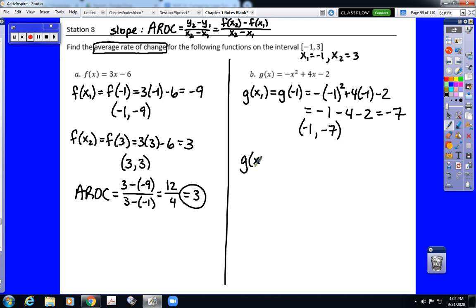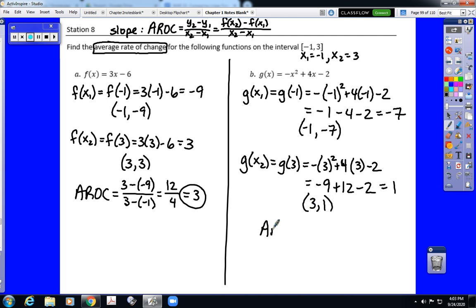And then g of x2 is g of 3, which is -3 squared, or -9, plus 4 times 3 minus 2, which would be -9 plus 12 minus 2. That would be 1. So our point is 3, 1. Our average rate of change then is y2 minus y1, 1 minus -7, over x2 minus x1, 3 minus -1, or 8 over 4, which would be an average rate of change of 2.